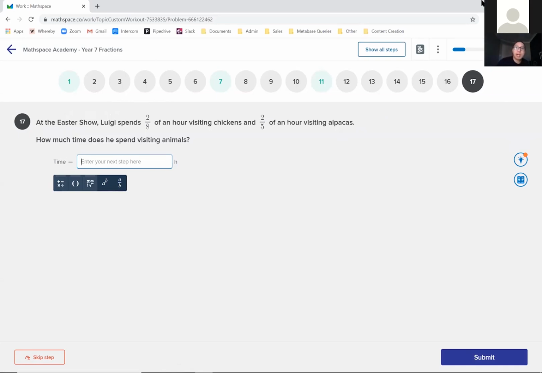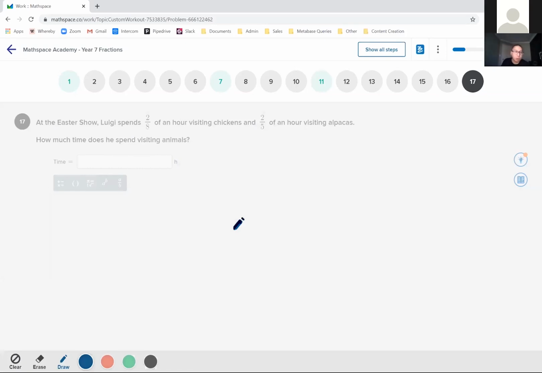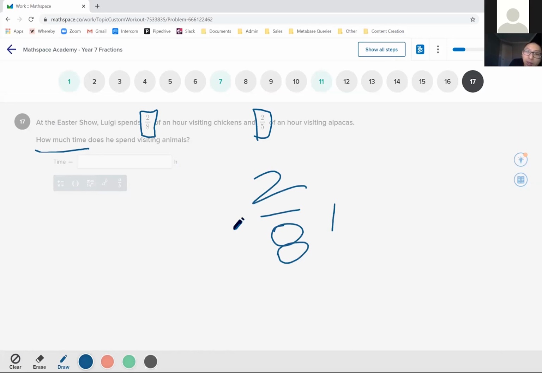Now, remember, whenever you're doing a worded question, always decode what the important information is and what the key words are. So I know that he spends 2/8 of an hour visiting chickens and 2/5 of an hour visiting alpacas. So the numbers are important here. And the question is really asking how much time does he spend visiting animals. So if I want to find the total time, I just have to add these two together. I've got to go 2/8 and 2/5.